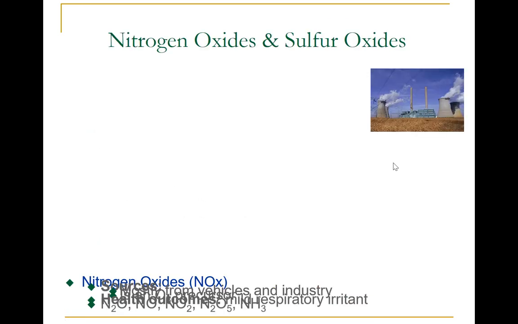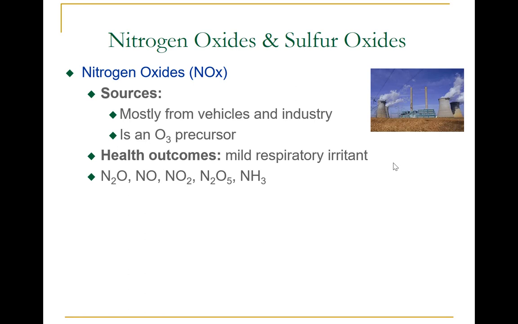So NOx and SOx. NOx or nitrogen oxides, the major sources are from vehicles and industry, and it is an ozone precursor, which we'll discuss when we get to ozone in a few minutes. What does precursor mean? That it is used in the formation of ozone. And in terms of health outcomes, it is a mild respiratory irritant.